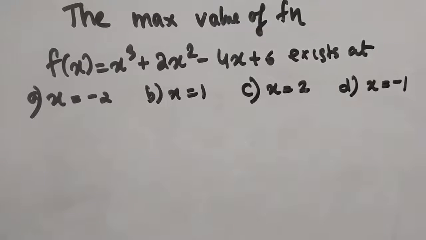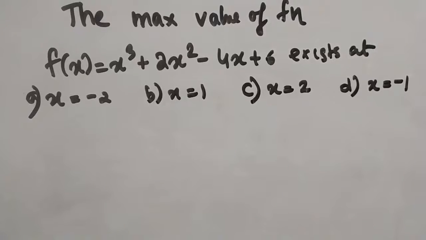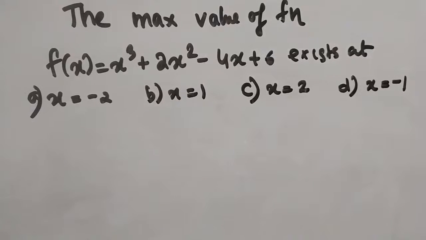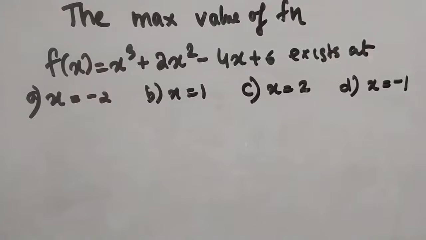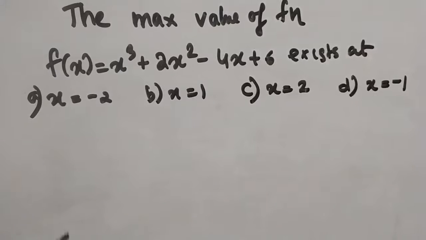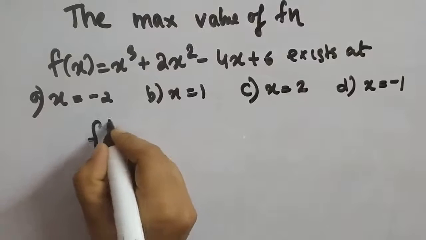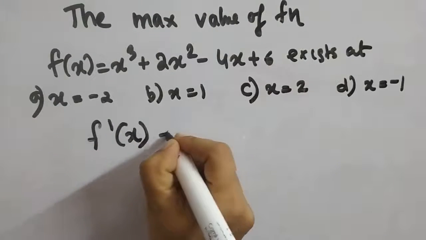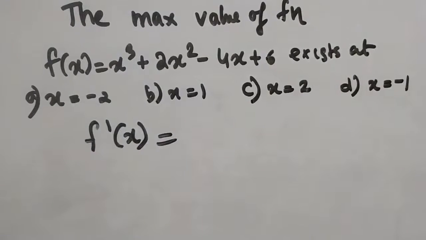The maximum value of function f of x is equal to x cube plus 2x square minus 4x plus 6 exists at. So this is one of the questions usually asked in the Indian exam from applications of differentiation. So they are asking maximum value of function. So what is the first step you have to do? First step you have to do is find f dash of x. That means derivative.